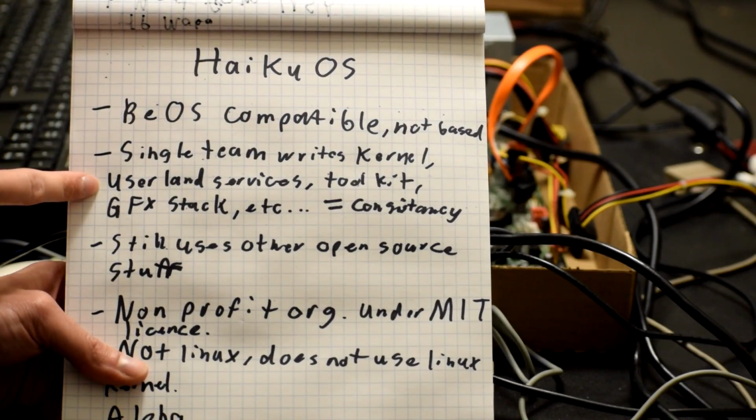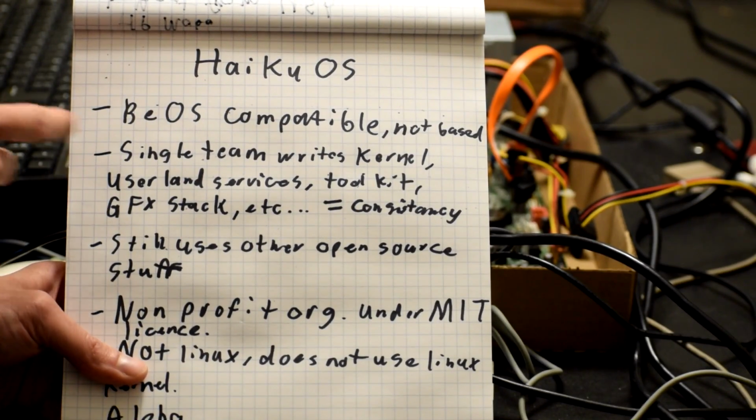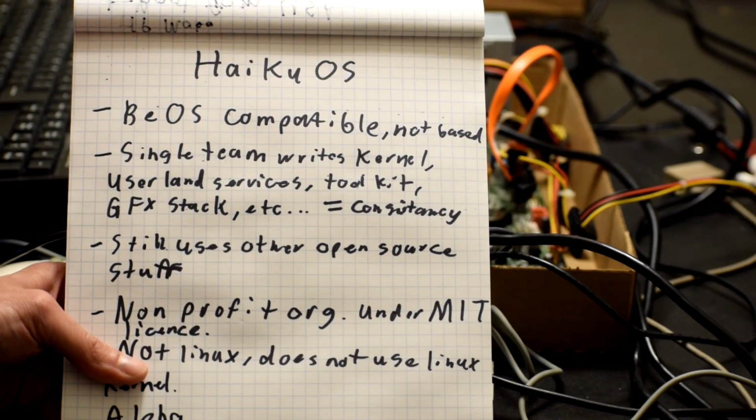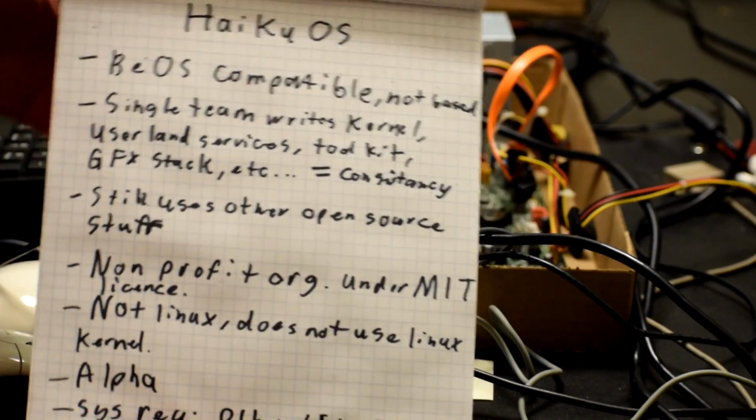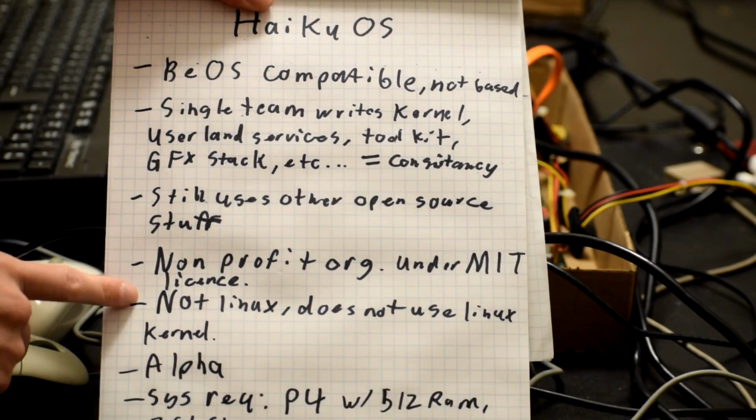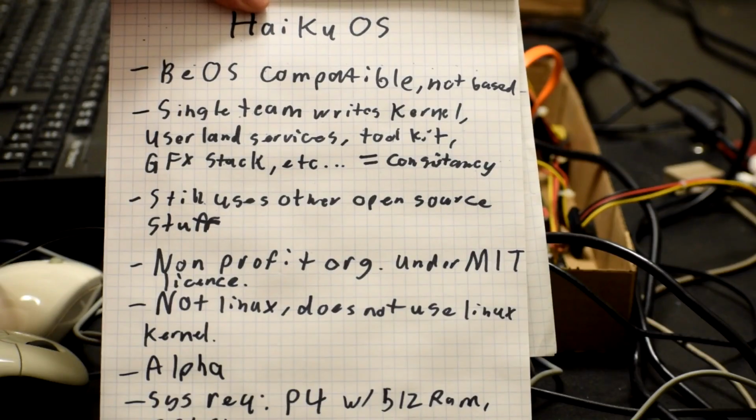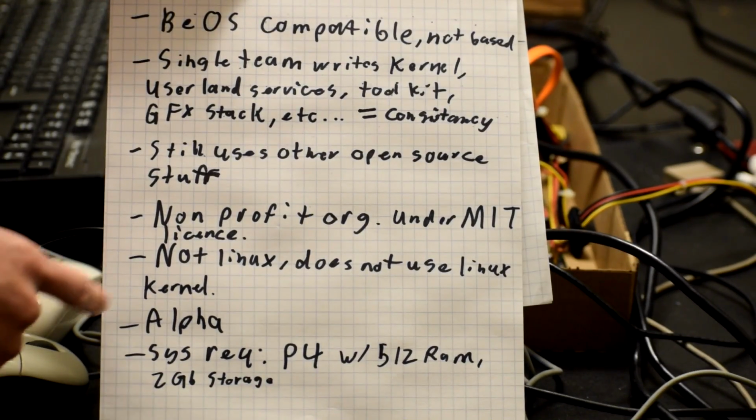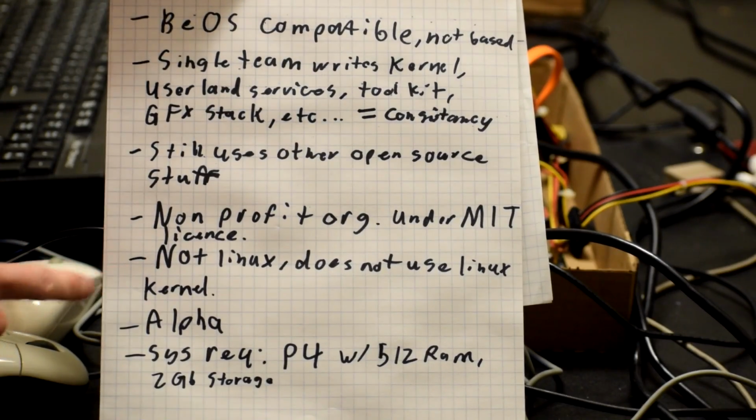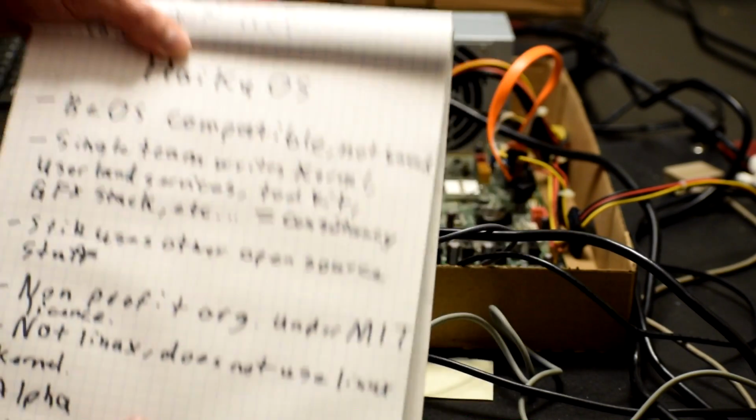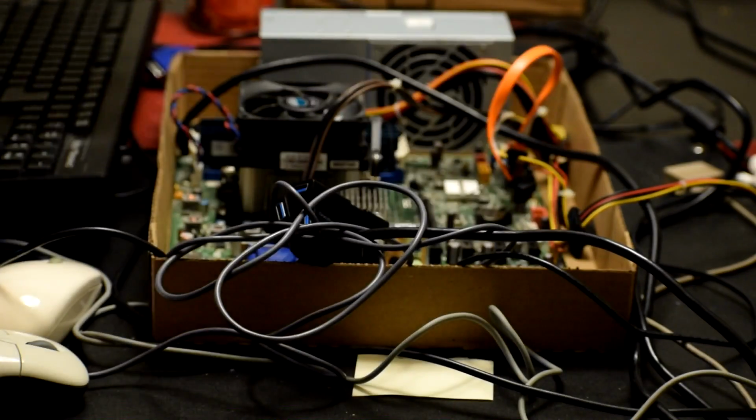A single team is working on it. They write the kernel, use LAN services, toolkit, GFX stack, etc., which leads to some consistency with the operating system. It still uses other open source stuff as well, but it's not the core of the system. The Haiku organization themselves is a non-profit, and the operating system is under the MIT license. It's not Linux, and it does not use a Linux kernel. It is still an alpha and has pretty reasonable system requirements. And the original OS was released in 2002.